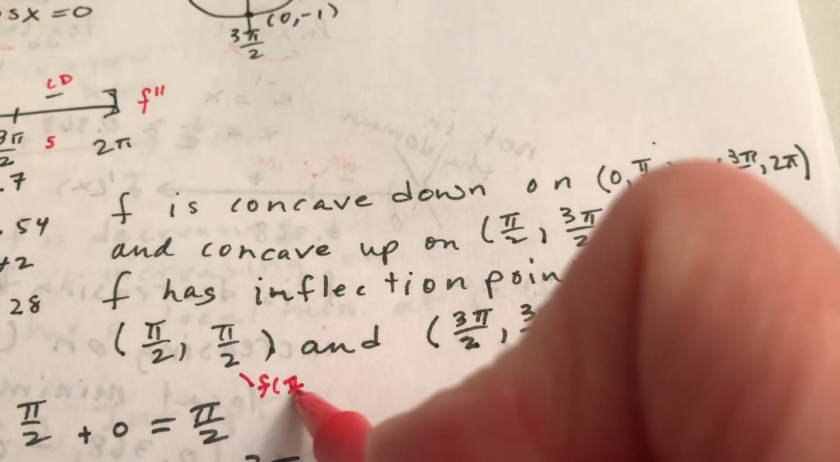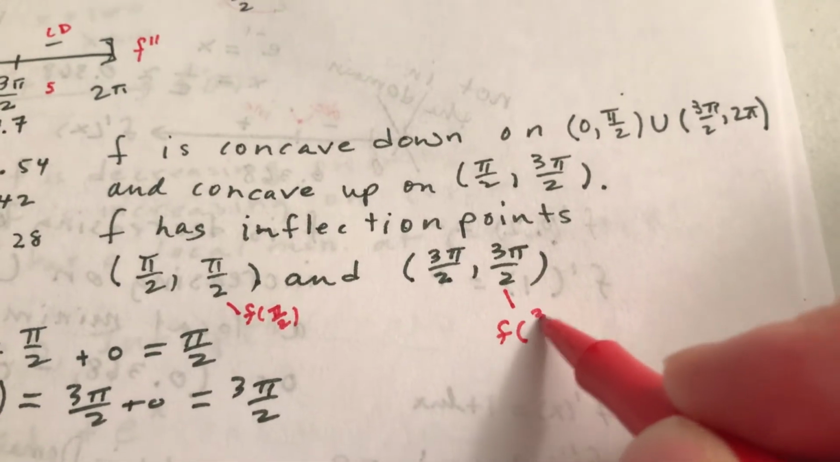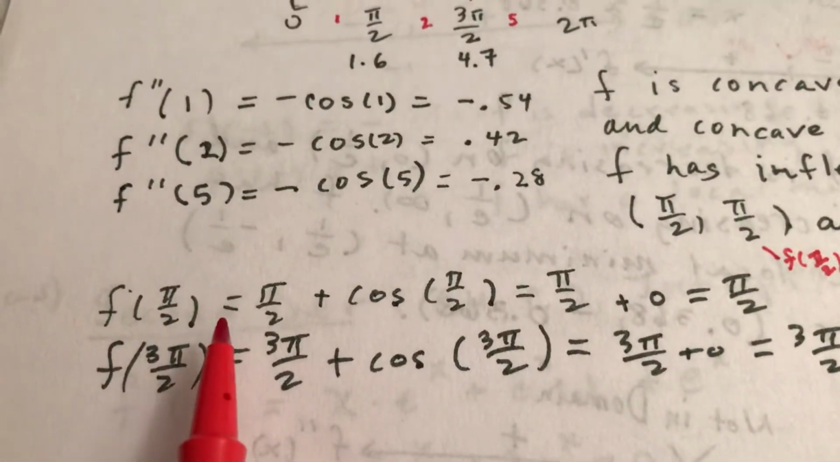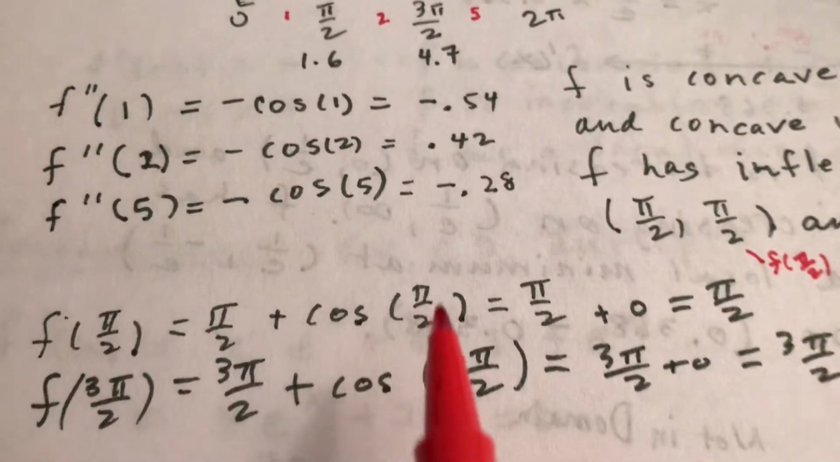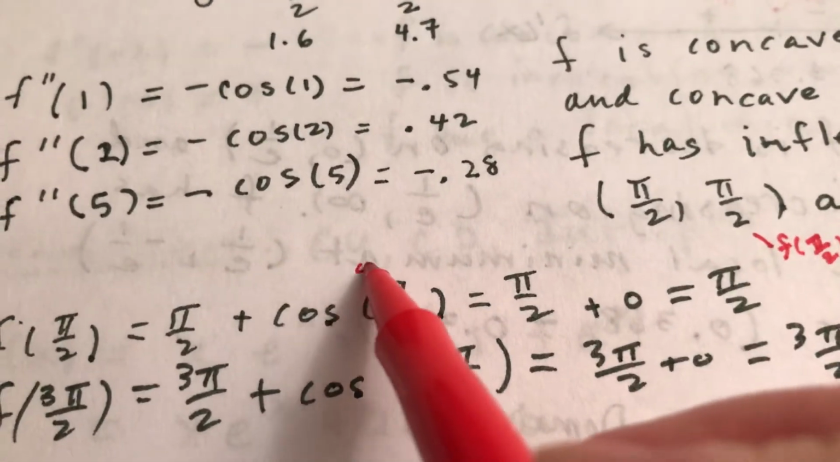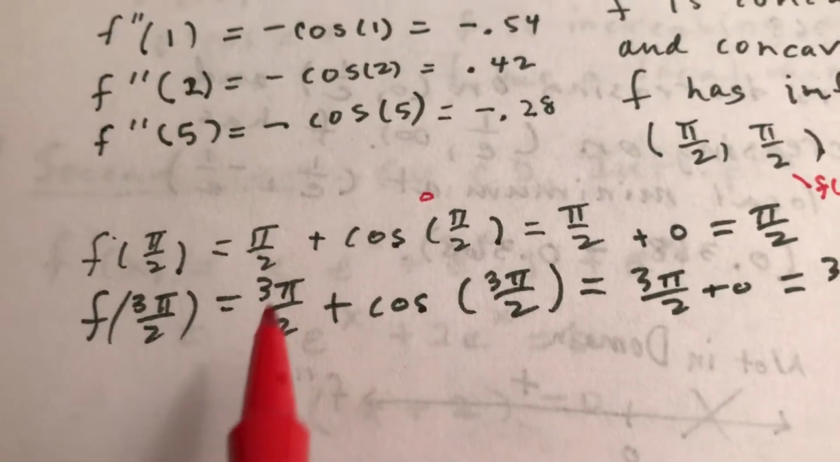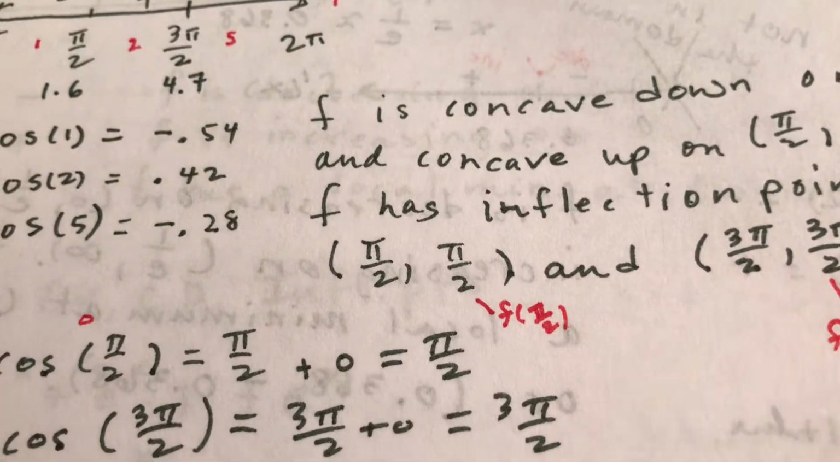To get the ordered pairs, you plug them into the original function, and I did that down here. I took f of pi over 2 and put it into the one on the other page, which was x plus cosine x. So I'm getting pi over 2 plus cosine of pi over 2. I know cosine of pi over 2 is 0, and that gives me pi over 2. And then I put 3 pi over 2 in, and I got 3 pi over 2. That's where I'm getting these 2 ordered pairs.